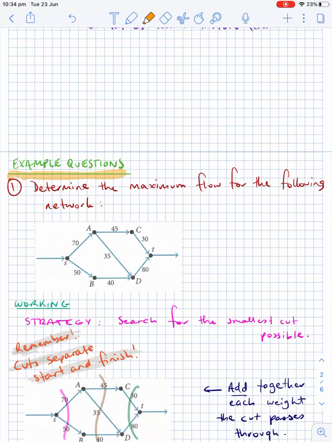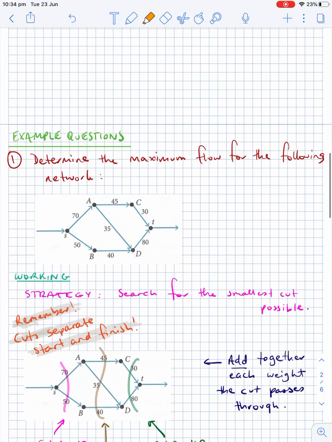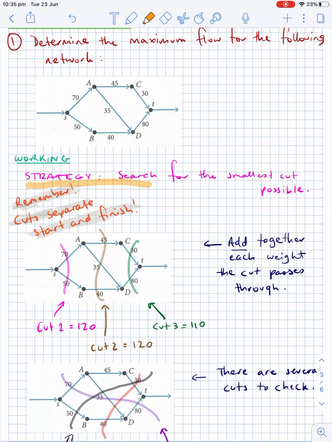So let's do some example questions. Determine the maximum flow for the following network. So we want to think, what's the maximum amount of material or water we could fit from the start to the finish? So the strategy is that you need to search for the smallest cut possible. So we want to be cutting up this network like this and finding the one that is the smallest, because that will tell us what the maximum you can fit through this network is.